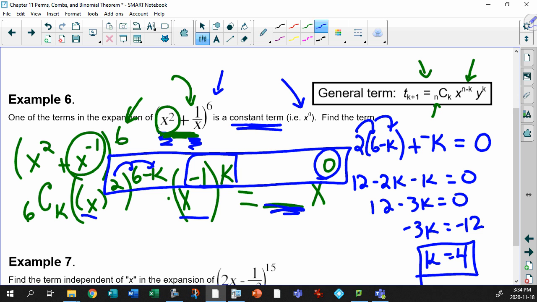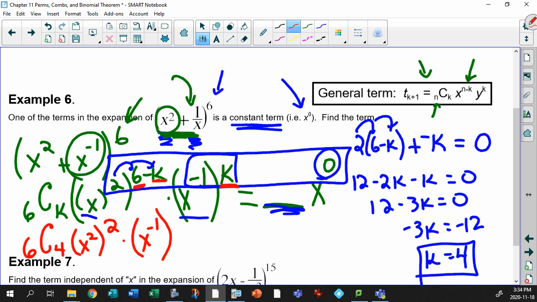Now look what we can do now that we know what k is. So check this out. This now becomes 6 choose. We know the k is 4. This is now x squared to the power of 6 minus k. 6 minus 4 is 2, times x to the power of -1, to the k, which is 4. And now we can solve this.